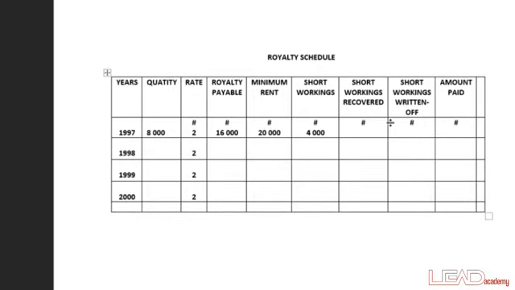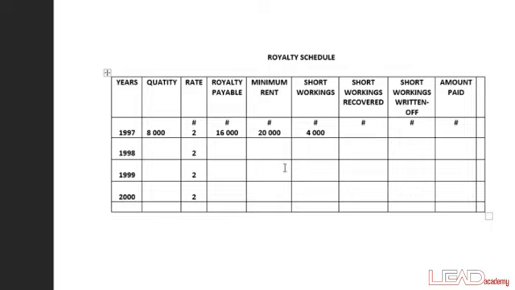Recovered is when you have an excess in a particular year and you decide to recover any short workings you had in the previous year. That's short workings recovered. Short workings written off is a situation where you were not able to cover those short workings. It's now a loss to you and you can't recover it again. That's short workings written off.